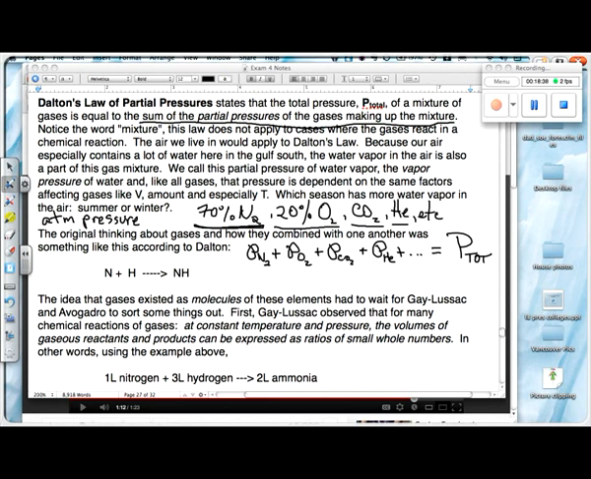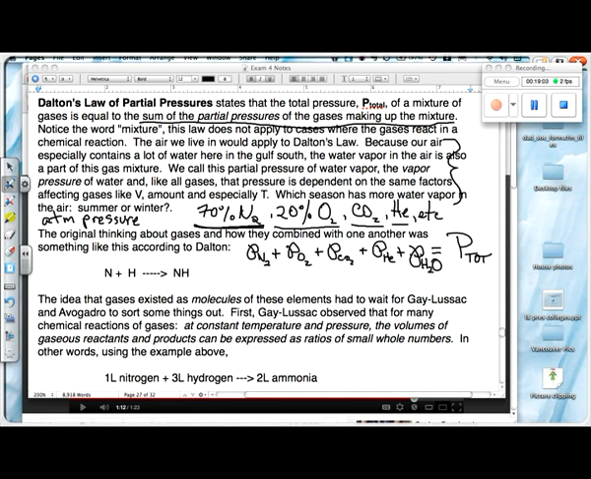Now, one application of Dalton's law of partial pressures is the fact that one of the gases in here is water. We often have a lot of water vapor in the air, and we call that humidity. So which season has more water vapor in the air, summer or winter? Well, this year it'd be hard to say.